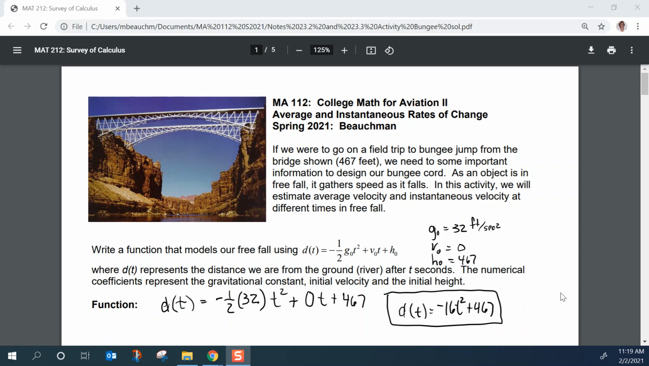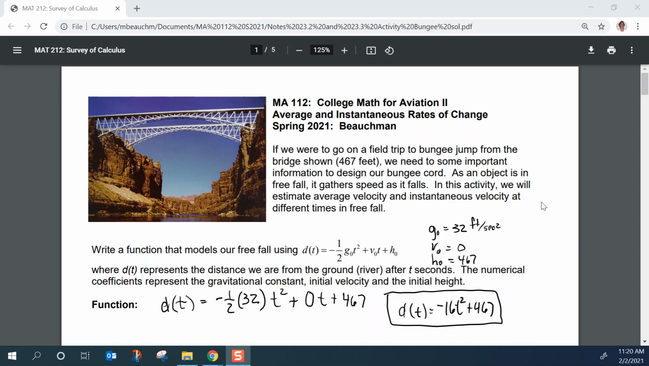In this video, we're going to take a look at an example of average rate of change and instantaneous rate of change. So if we were to go on a field trip to a bungee jump from the bridge shown, which is 467 feet high, we need some important information to design our bungee cord. As an object is in free fall, it gathers speed as it falls. In this activity, we'll estimate average velocity and instantaneous velocity at different times in the free fall.